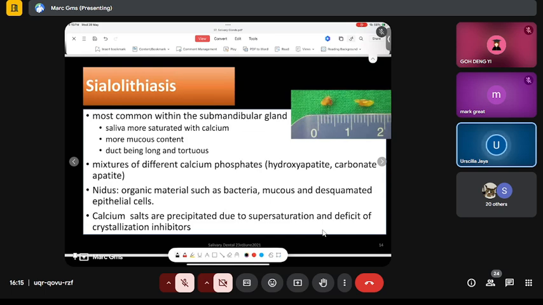Silolithiasis is basically a stone within either the duct or within the gland itself. The most common salivary gland to have this is your submandibular gland. It is a mixture of different calcium phosphates, as stated. The calcium salts are precipitated due to supersaturation and deficit of the crystallization inhibitor. Okay, next.